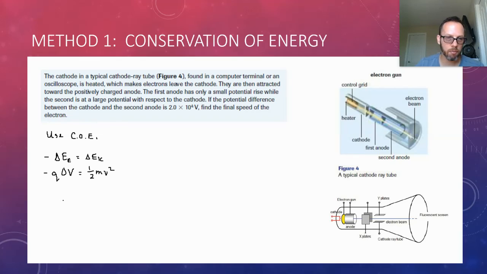They're going to come out with some speed v in the end. And we know all these things. We can solve for v. So v equals, so we're going to bring up the 2, so negative q delta v, divide by m, and we'll have to square root that. And because this is an energy problem, we're using q equals negative 1.6 times 10 to the minus 19. And by using that negative, everything checks out, right? We're not going to be rooting a negative number.